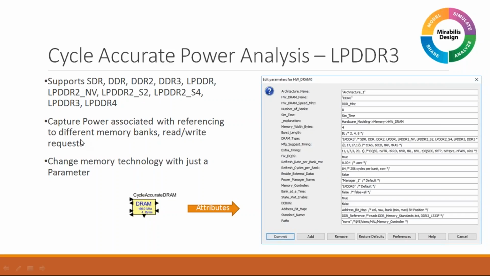The power consumption capture can reference different memory banks or read or write requests, or you can change the memory technology itself, and try to understand what is the difference between LPDDR3 at 500 megahertz and LPDDR3 at 800 megahertz technology or things like that.